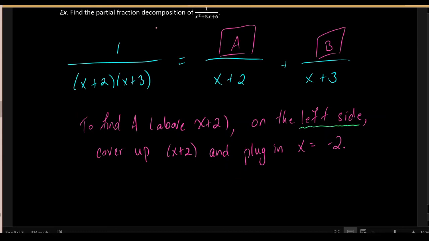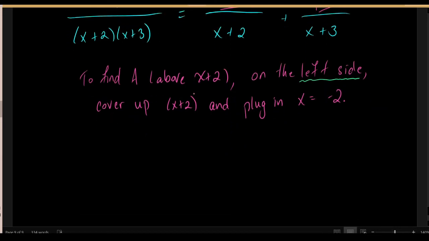So I'm going to cover up mentally x plus 2, and I'm going to plug in x equals -2 to what's left, 1 over x plus 3. So 1 over -2 plus 3 is equal to 1 over 1. That's the value of a.